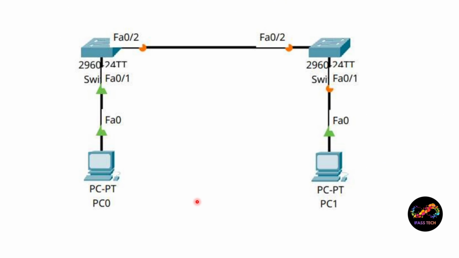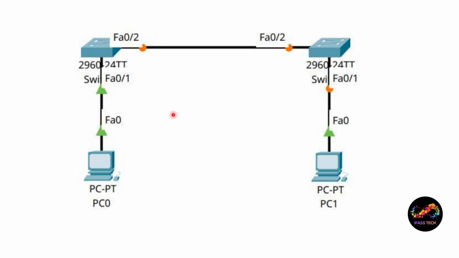In this tutorial, we will connect two PCs through two switches. The topology will look like this: PC0, PC1, and switch 1 and switch 2. Both computers will be inside the same network and the switches will forward data between them. This setup is actually very common in enterprise networks where multiple switches form the backbone of a LAN, local area network.